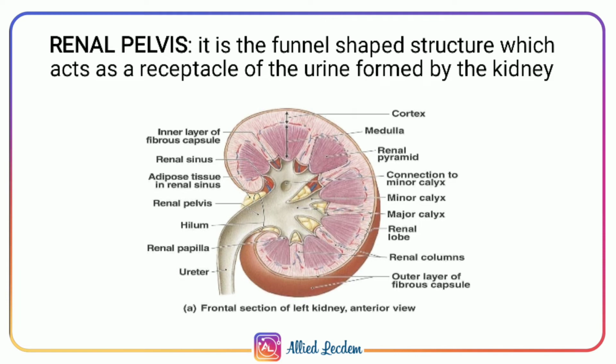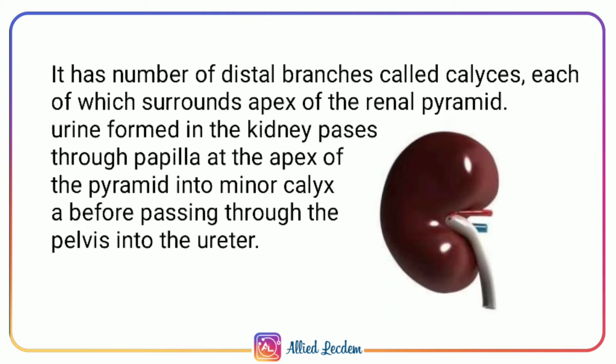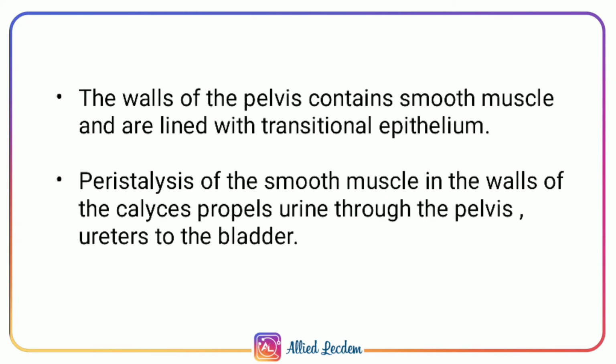Next is the funnel shaped structure of the kidney, the renal pelvis, which acts as a receptacle, that is a holder of the urine formed by the kidney. It has a number of distal branches called calyces. Each calyx surrounds the apex of the pyramid. The urine formed in the kidney passes through papillae at the apex of the pyramid into the minor calyx before passing through the pelvis into the ureter. The wall of the pelvis contains smooth muscle and is lined with transitional epithelium. Peristalsis of the smooth muscle in the wall of the calyces passes the urine through the pelvis, ureter and to the bladder.